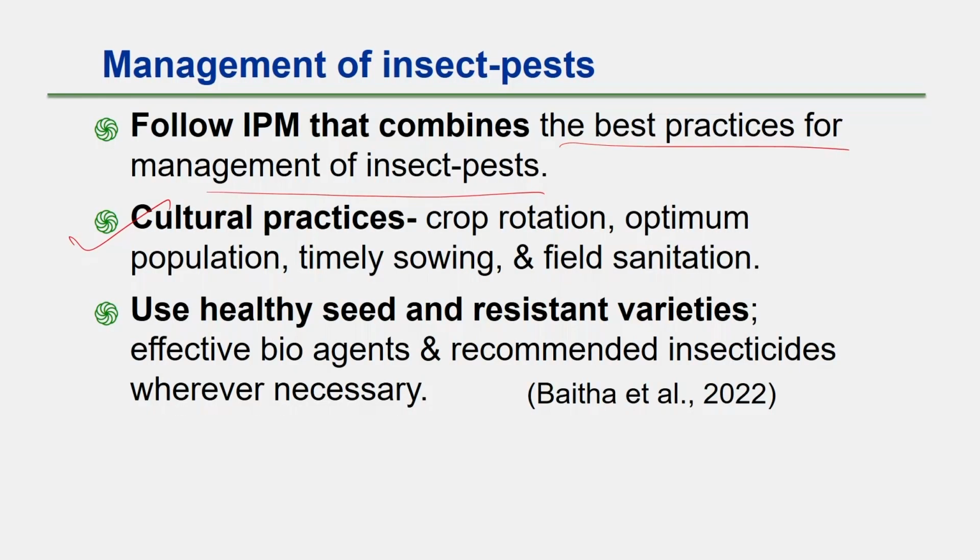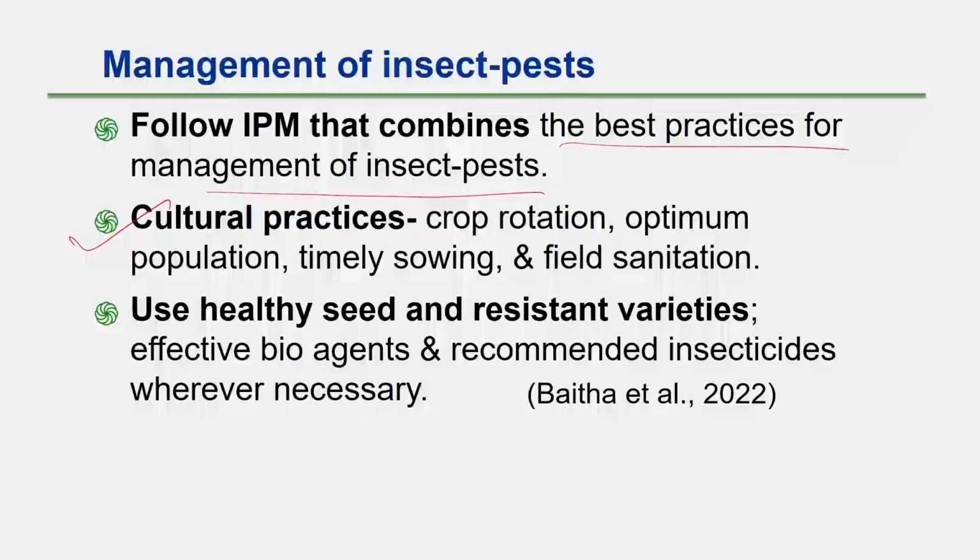the use of pesticides. So, for example, cultural practices like crop rotation, optimum population, timely sowing and field sanitation, all these cultural practices can help to reduce the infestation of several insect pests. Even simple alteration in sowing time can help escape a particular insect pest. Rotations are also important, they can break the insect pest cycles and reduce the incidence. Use healthy seed and resistant varieties. Resistant varieties will be resistant to the attack of a particular insect. So, they help in managing the insect pests.